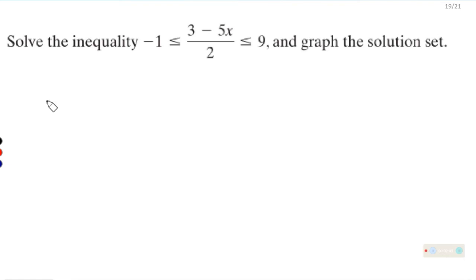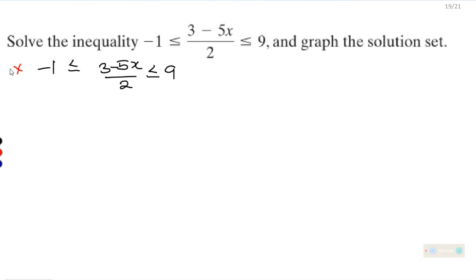method. You can solve them together without separating. Okay, so solving together, now we have minus 1 less than or equal to (3 minus 5x) over 2 less than or equal to 9. Okay, so multiplying both sides by 2, you can multiply all through by 2.